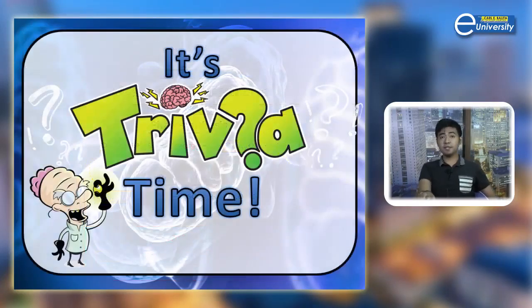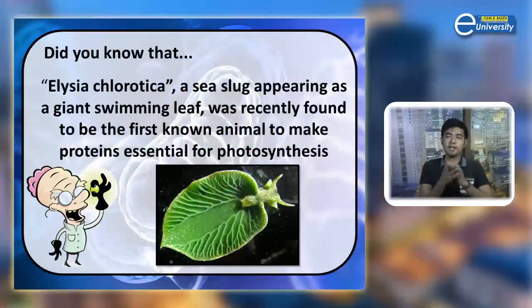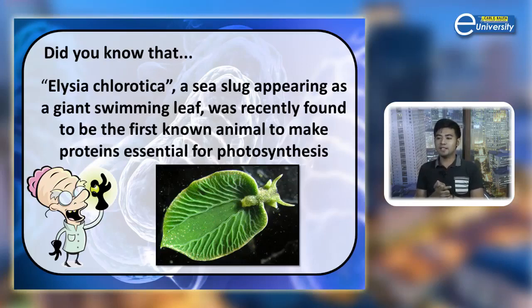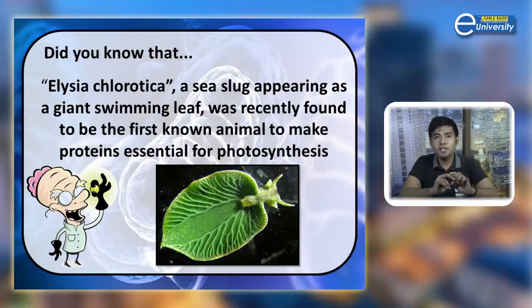So it's trivia time. Did you know that there is an animal that undergoes the process of photosynthesis? It is now a myth that all animals undergo only cellular respiration, while only plants undergo photosynthesis. This animal is named Elysia chlorotica. Elysia chlorotica is a sea slug appearing as a giant swimming leaf. Of course, it is an animal which appears like a leaf. It was recently found that it is the first known animal that undergoes the process of photosynthesis.